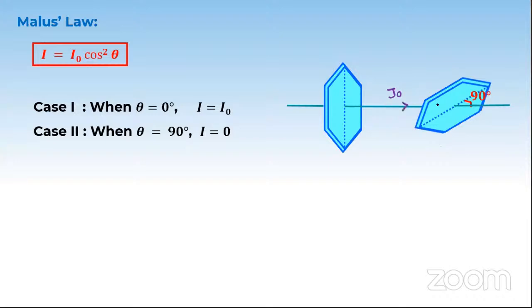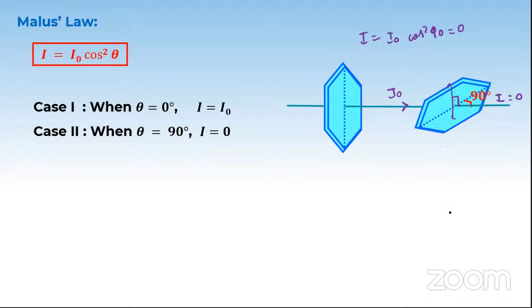This I naught is passing through the polarizer which is rotated by 90 degrees. So the I coming outside is equal to I naught, the light coming inside, times cos square theta. The angle between the light and the axis is 90 degrees, so I'll put cos square 90. What is cos 90? Cos 90 is 0. What is 0 square? 0. So this is 0, and you see nothing is coming out.